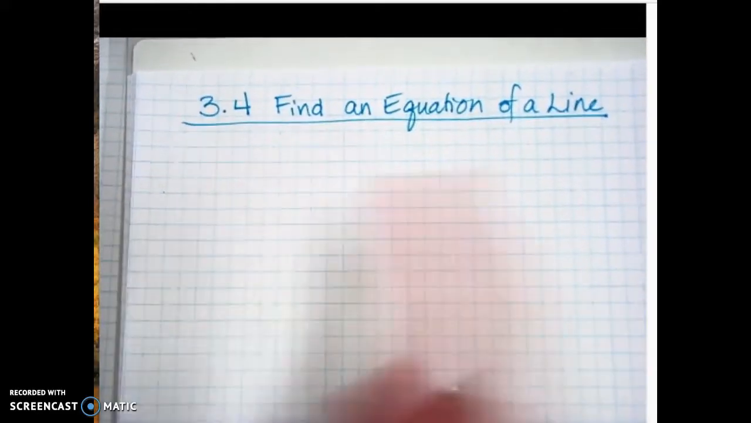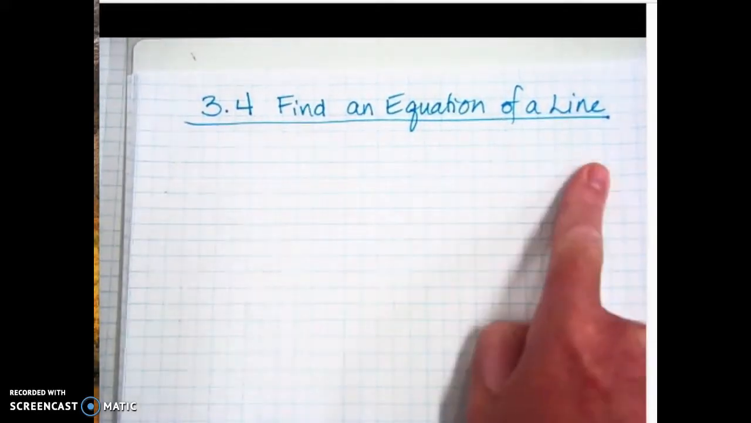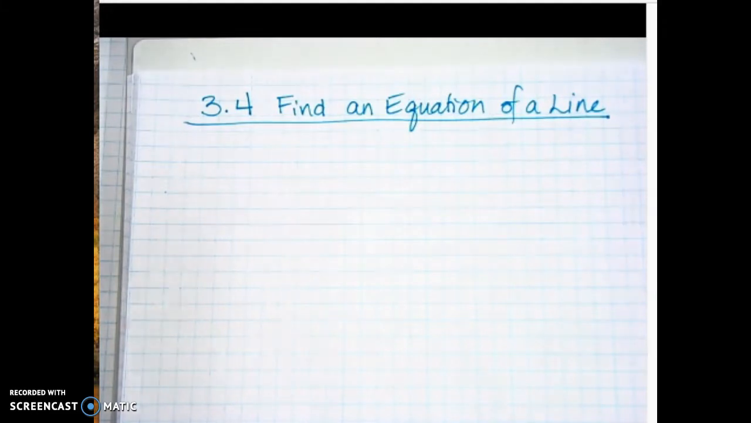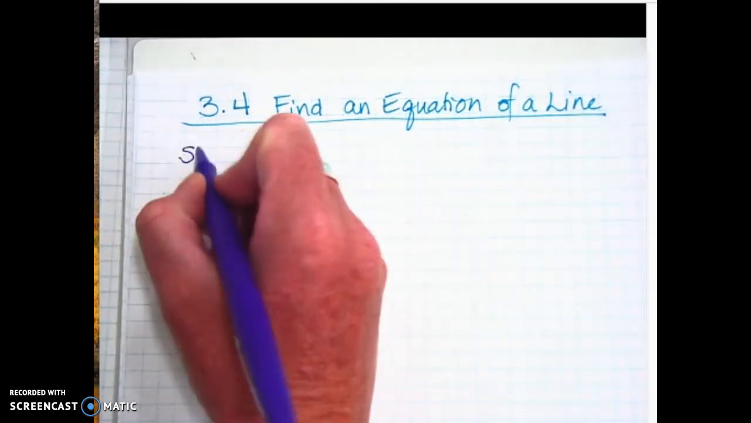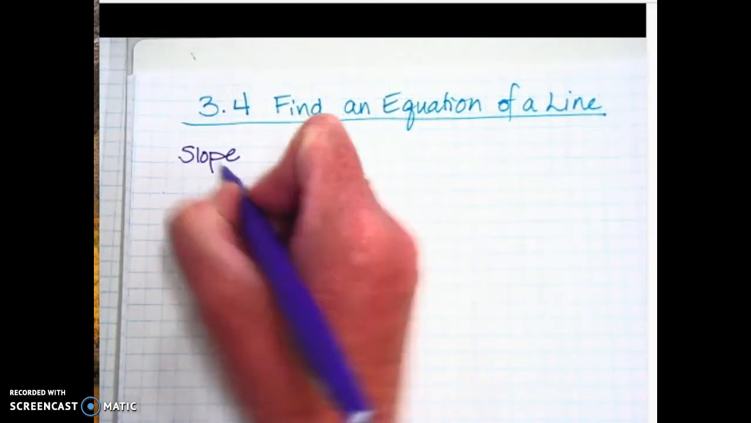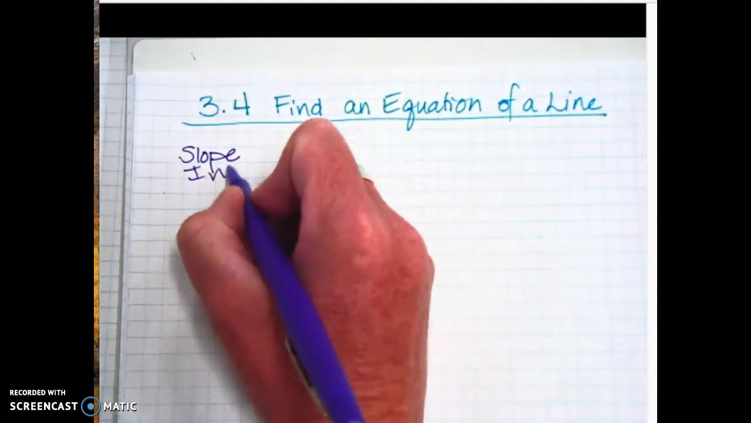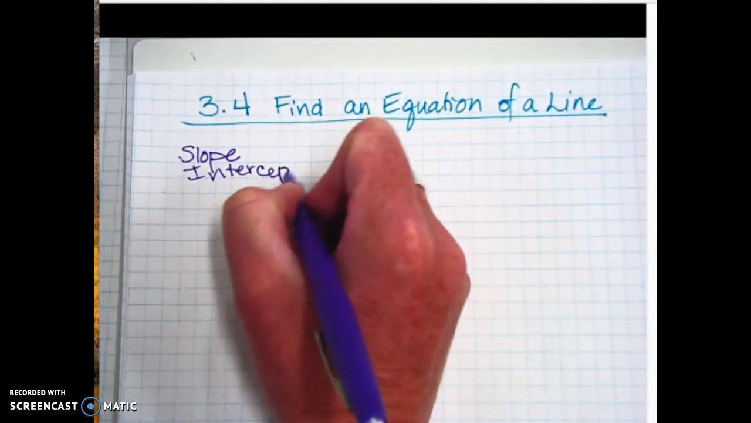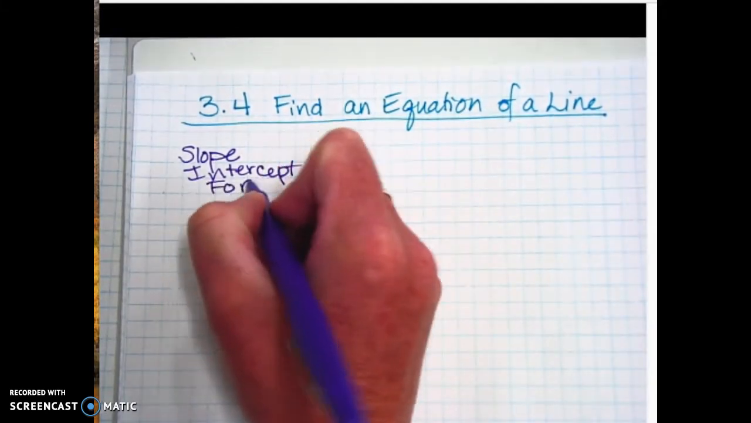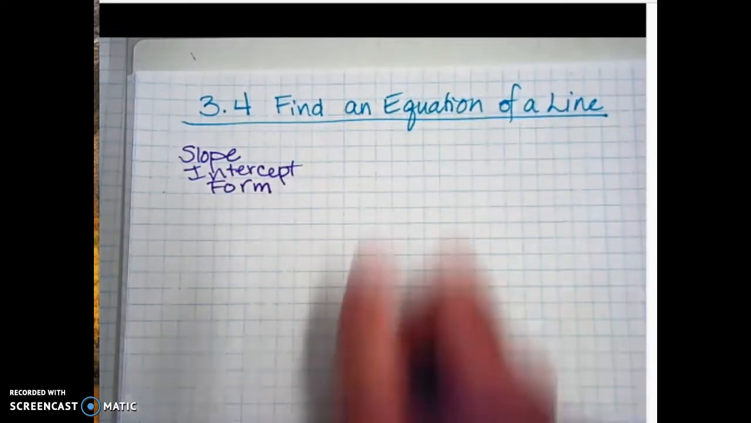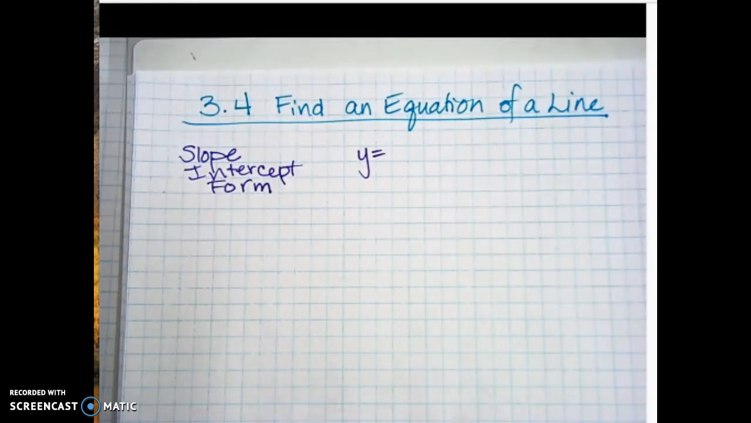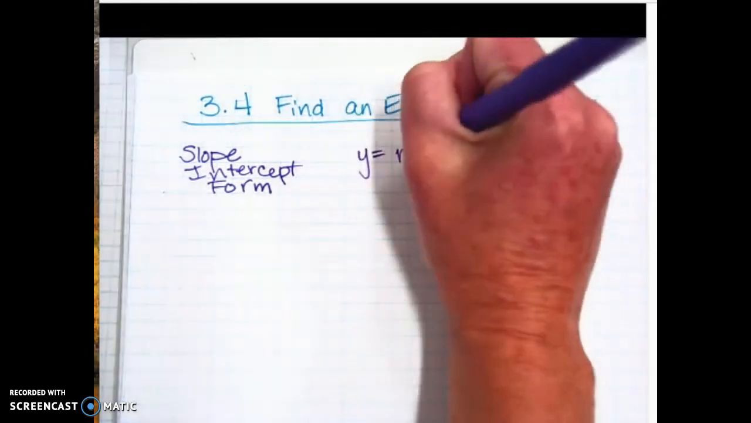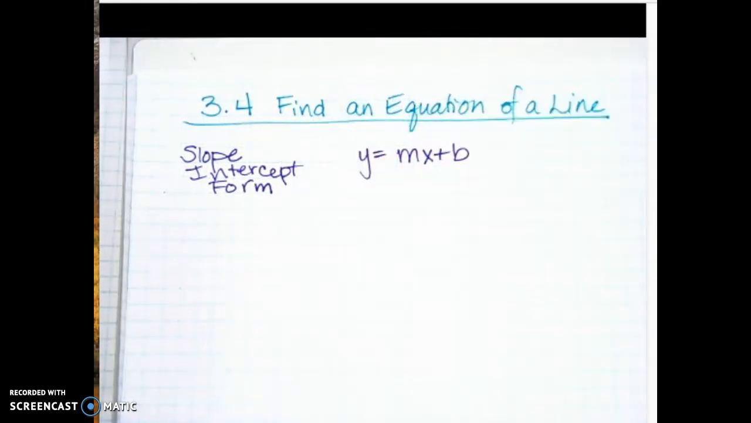All right, so section 3.4 is called Find an Equation of a Line. We'll start with the one that you are all most familiar with and that you can probably say in your sleep, called the slope-intercept form. That starts with y equals, who wants to finish it for me? MXB. There we go. y equals mx plus b.